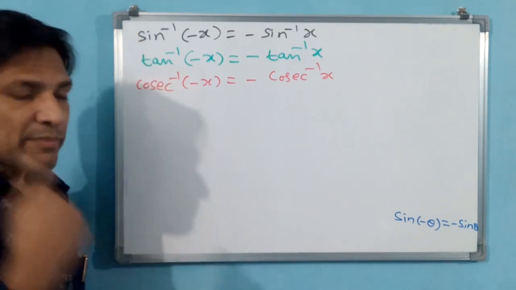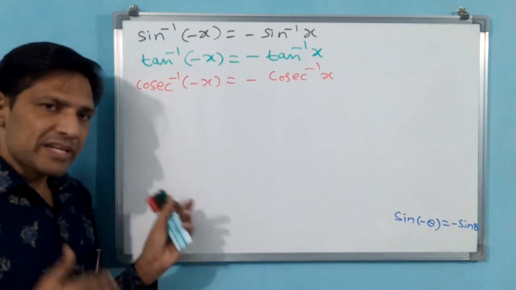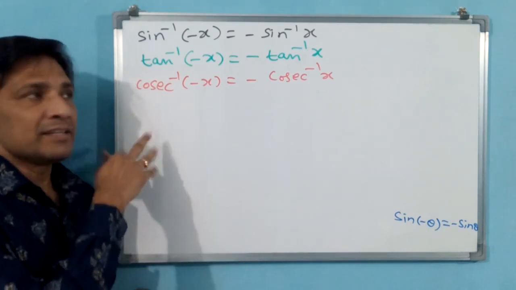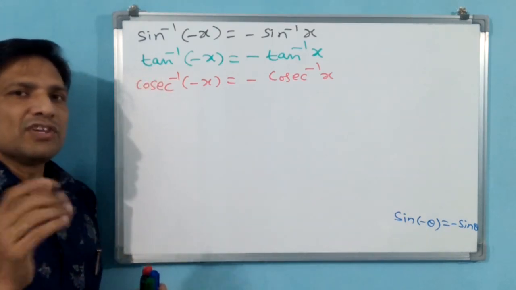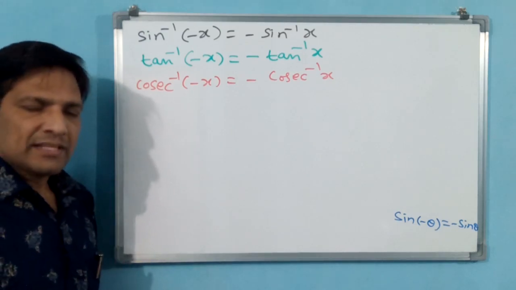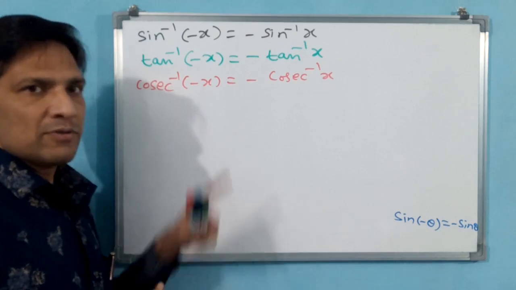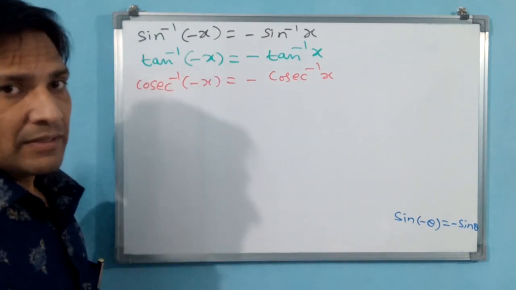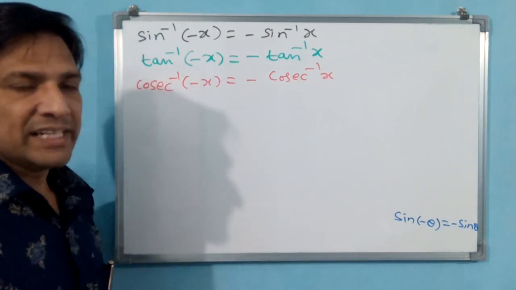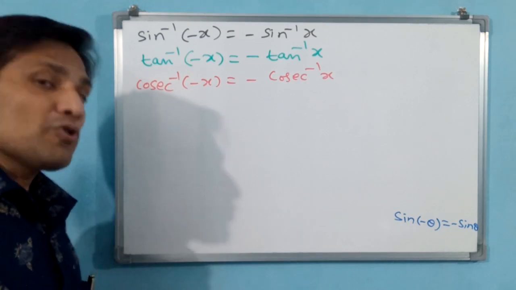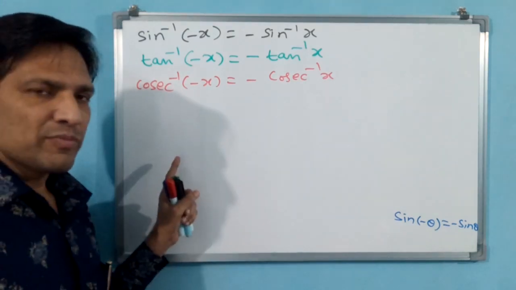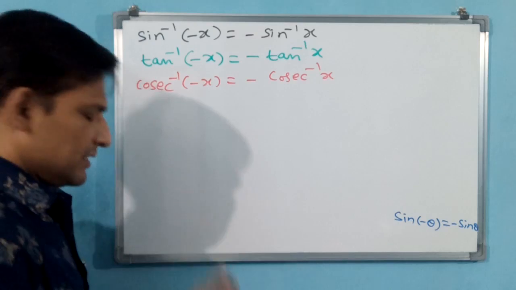For remembering, some logic is there. These three have the same principal values, so keep it in your mind. Why? Because minus pi by 2 to pi by 2 will come. For the remaining, cos, secant, cot, 0 to pi will come. What 0 to pi means for us, we will see now.